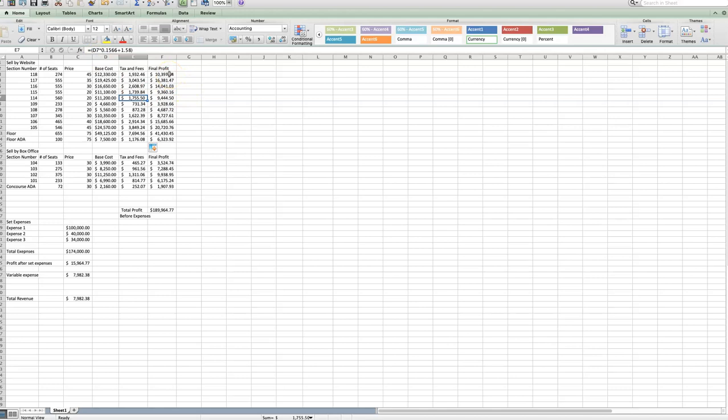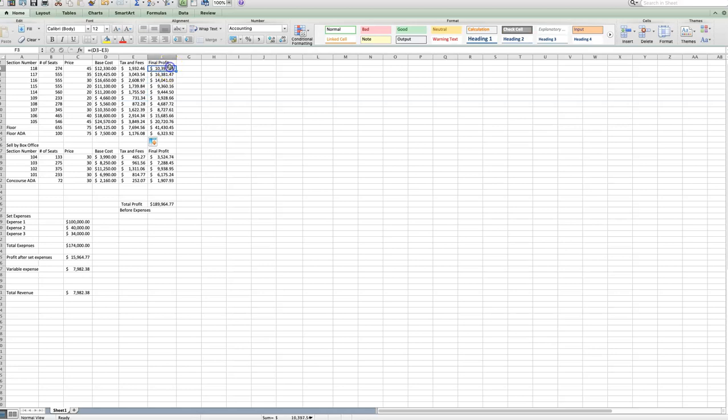Final profit. This is how much you would make after the taxes and fees for each section. This number, you're going to have D3, which is your base cost, minus your taxes and fees, which is E3. Put that into the equation of equals, parentheses, D3 minus E3, end parentheses, hit enter. Once again, grab the box, go all the way down, and it should fill in.